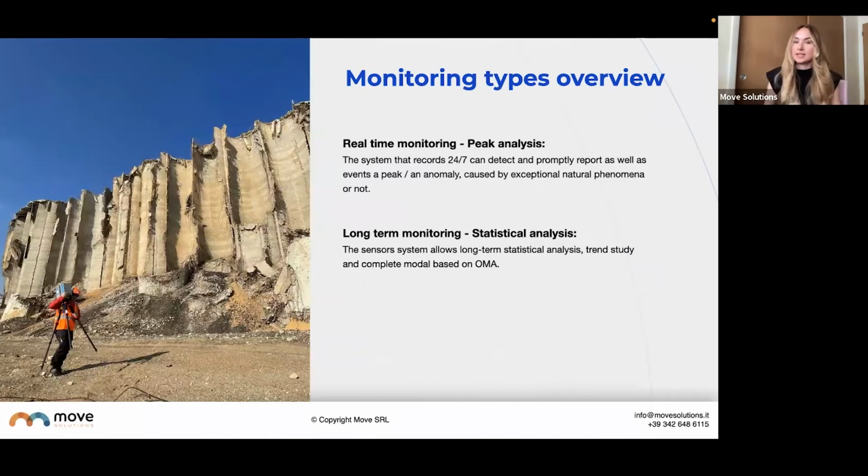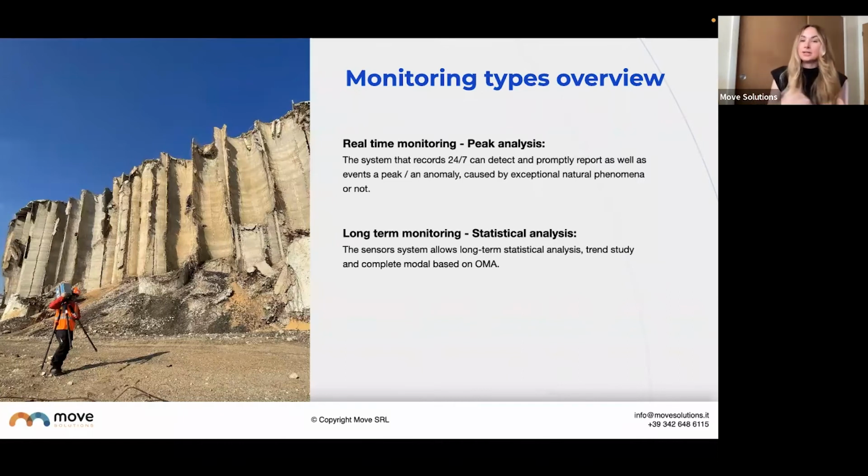So there's two main types of monitoring, and you can do one, the other, or both. So there's real-time monitoring with the peak analysis. That is recording 24/7, understanding the structure if there's some sort of anomaly happening. So you can set the thresholds, and if something happens instantly, you're alerted to it. So say you are monitoring a post-tension bridge and one of those cables breaks. You're going to see that immediate response that the structure has changed and then immediately get alerted.